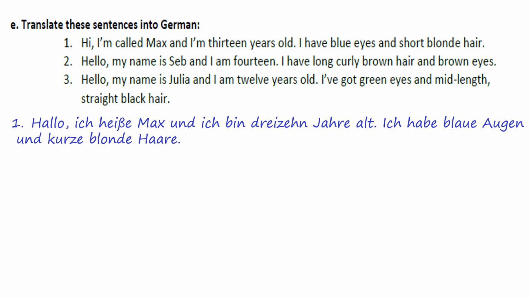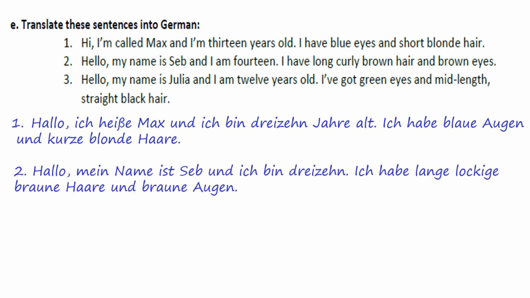Question 2 then. Hello, my name is Seb and I'm 14. I have long curly brown hair and brown eyes. I've got here, hallo, mein Name ist Seb und ich bin 13. I mean, you could have written Jahre alt as well, but I haven't. Just like in English, you don't always have to say that. Ich habe lange, lockige braune Haare und braune Augen. Once again, you need to make sure that Haare and Augen are capitalized.